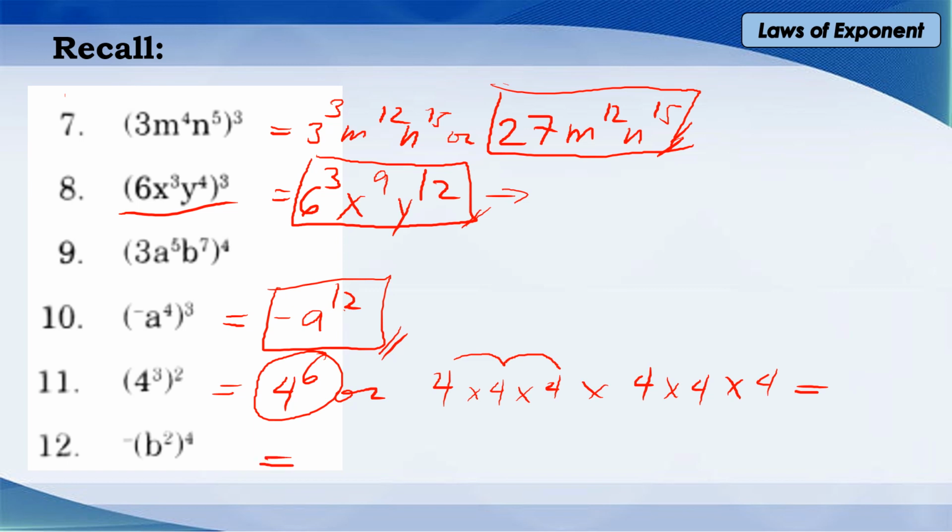Negative b squared raised to 4. Yan. Ito, kapag naman may negative tayo sa labas, ay hindi natin papansinin. Kopyahin lang natin yung negative, saka natin isolve yung parenthesis. B squared quantity raised to 4. We have b raised to 8. Yan. Next.